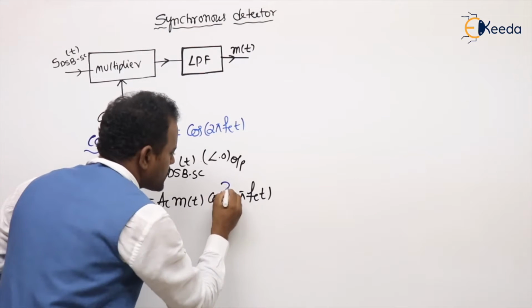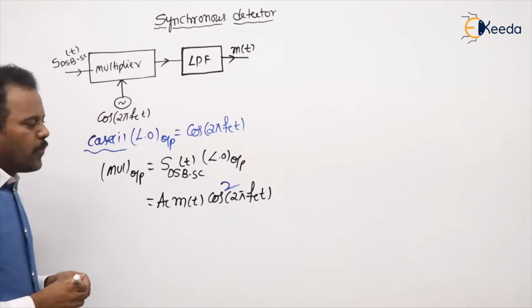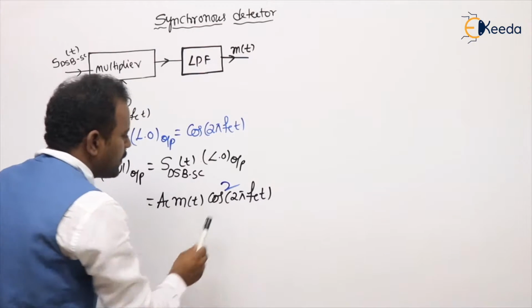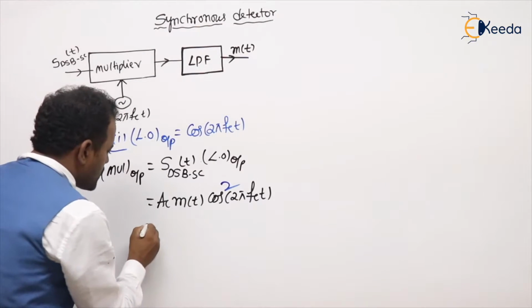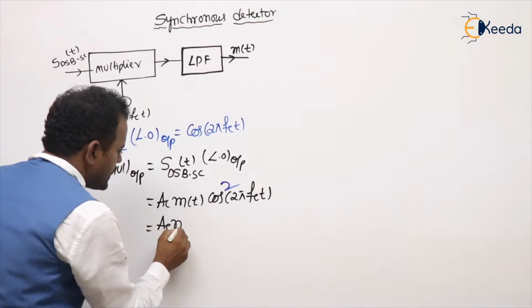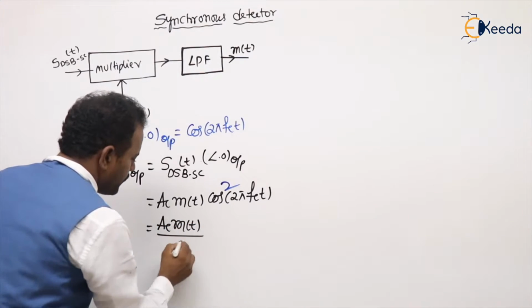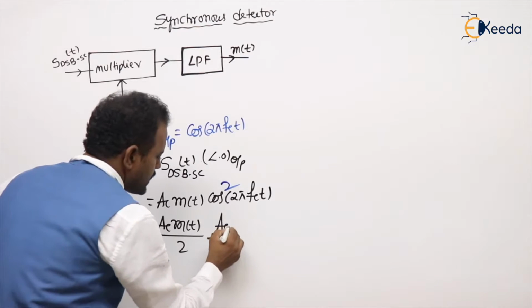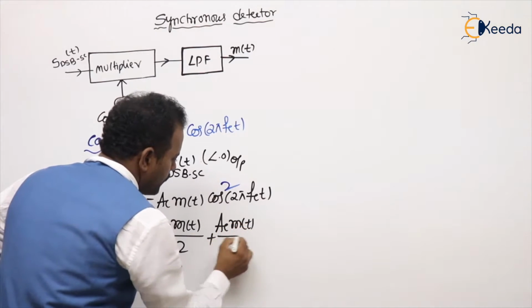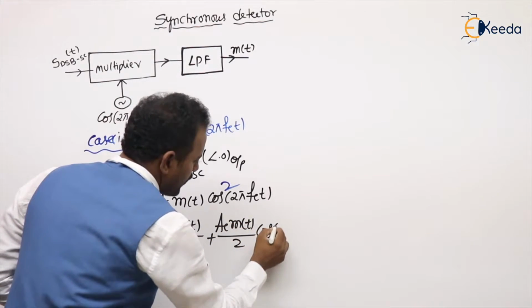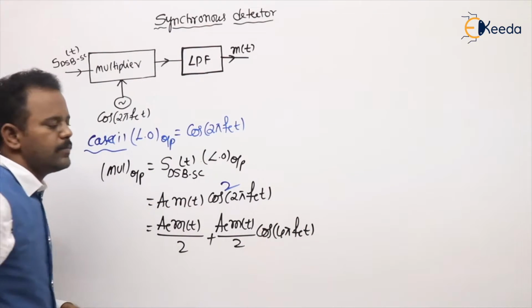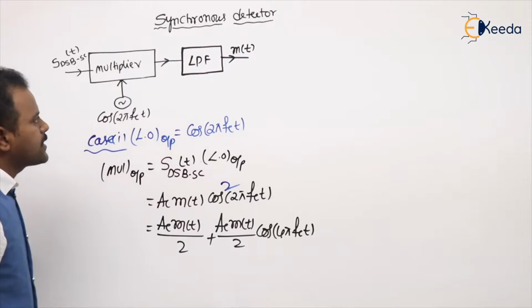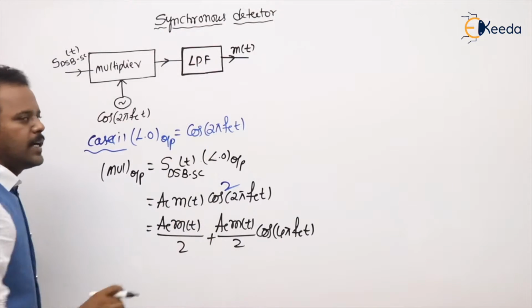So cos into cos will be cos square. We already know cos square can be written in the format (1 plus cos 2a) by 2. Writing it that way, this is Ac m of t by 2 plus Ac m of t by 2 into cos 4 pi fct. Where are these given, sir? These are given to the low pass filter, sir.